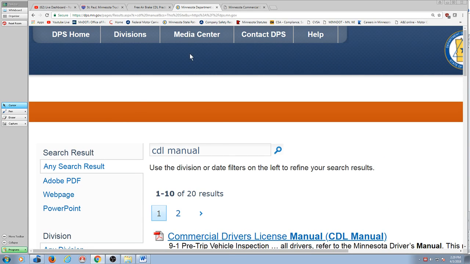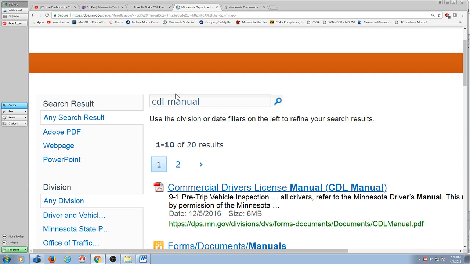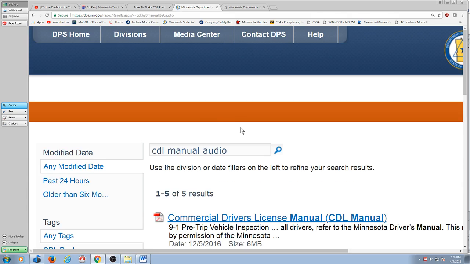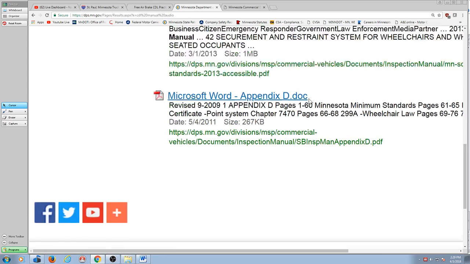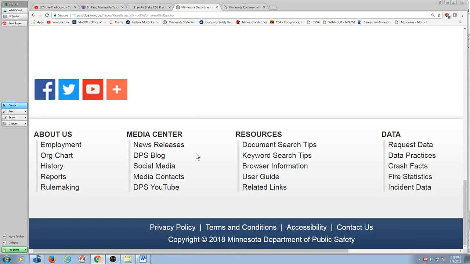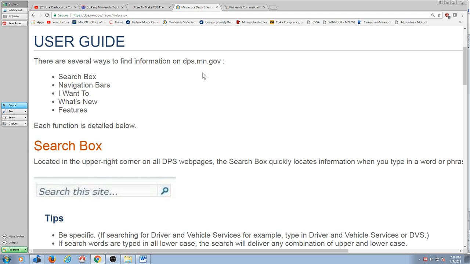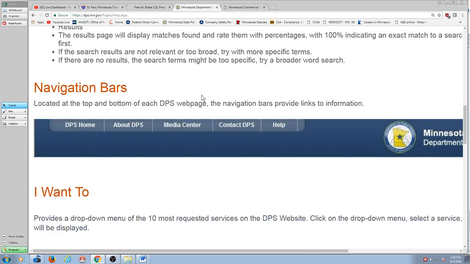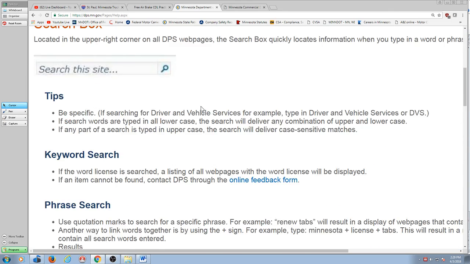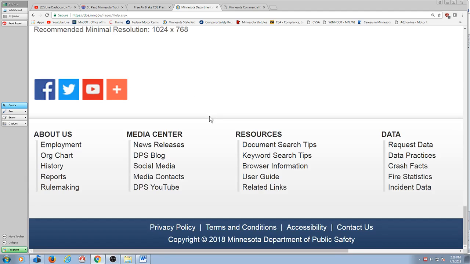And if you go to the CDL manual, will it do the audio? That should give you what you're looking for. Oh wait, go down here, yep, and go to Resources. There it is, very bottom, resources. Took me way too long to figure out. Where did you click on? User guide? I clicked on resources. I should have clicked on.